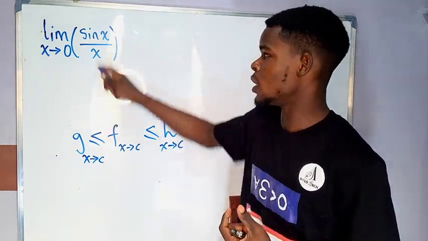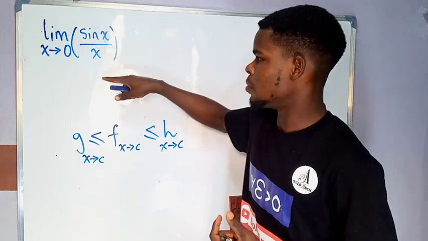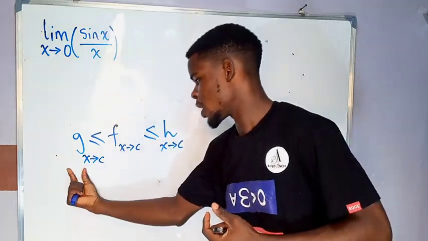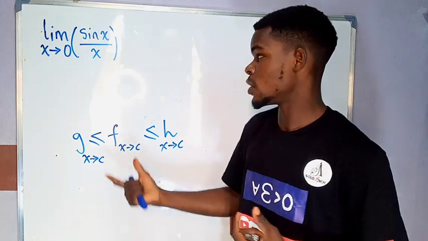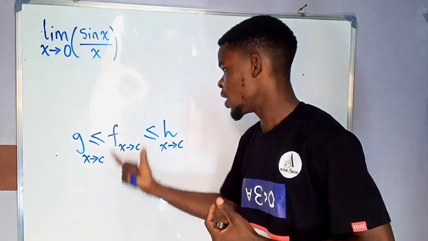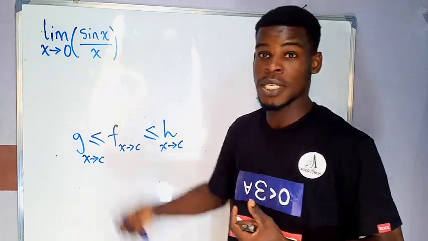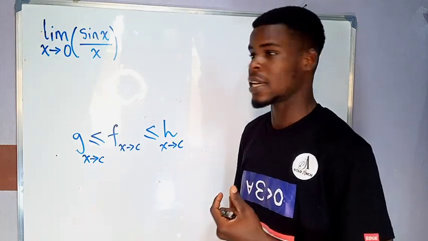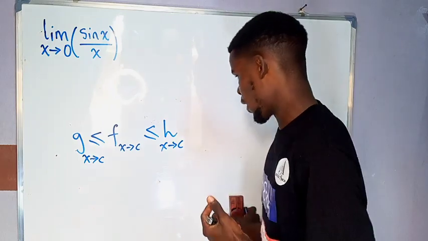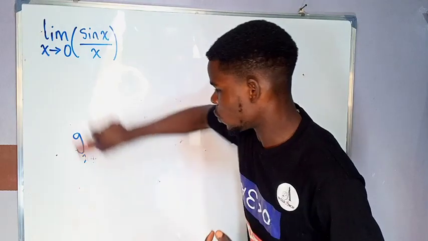So what we want to do is to try to get suitable functions such as g and h, so that if their limits are the same, then we can say the limit of the middle function, which will be this function here, that is sin x over x, is going to be the same thing. Okay, great. So let's see what we're going to do.